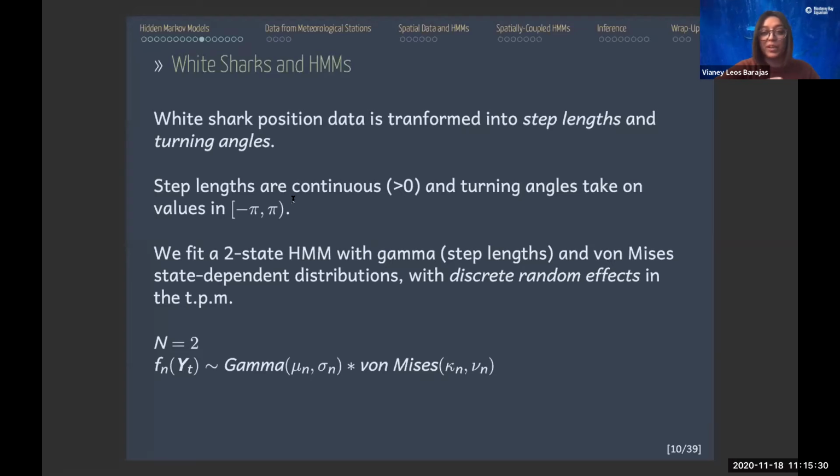For this particular application, we fit a two-state hidden Markov model with a gamma distribution for the step length and von Mises distribution for the turning angles, with so-called discrete random effects. I hadn't heard about discrete random effects until working on this application, but there's a great book by Walter Zucchini. Basically, you assume there are different transition probability matrices because of the short trajectories. Sometimes you might not be able to follow a white shark for very long between these trajectories, and the whole time they might just be exhibiting very different state switching dynamics than you would if you saw them the entire time, or for a week straight.